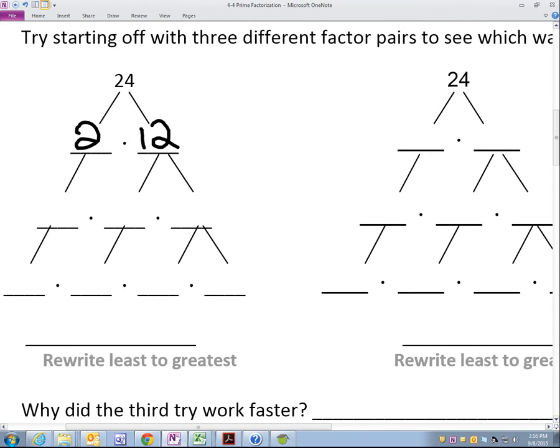2 is a prime number, so I'm just going to bring that down that branch. Then we have 2 times 6, which is 12. So if I were to go 2 times 2 is 4, 4 times 6 is 12. See how each line is true? Yes? So then I have 2. Then I'm going to have 3. Then I'm going to have 2. Because you guys did this last year.